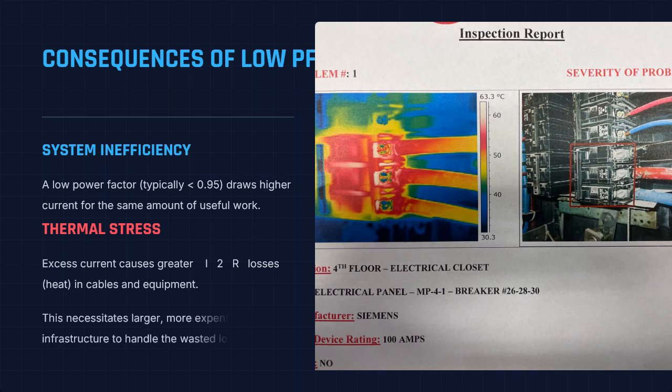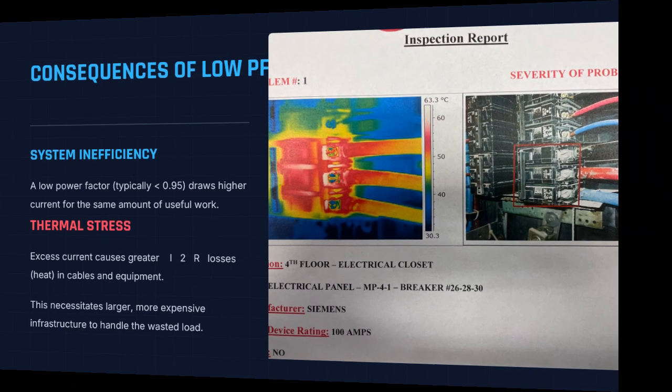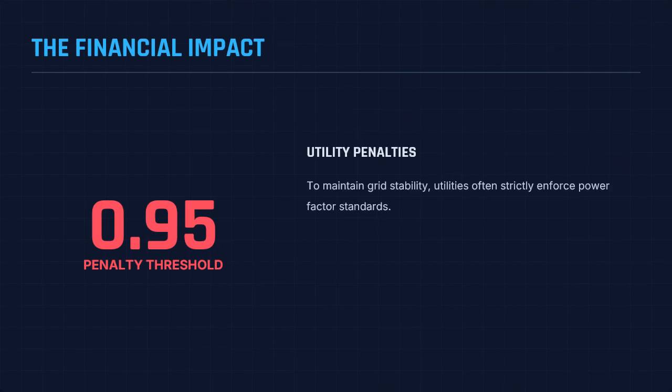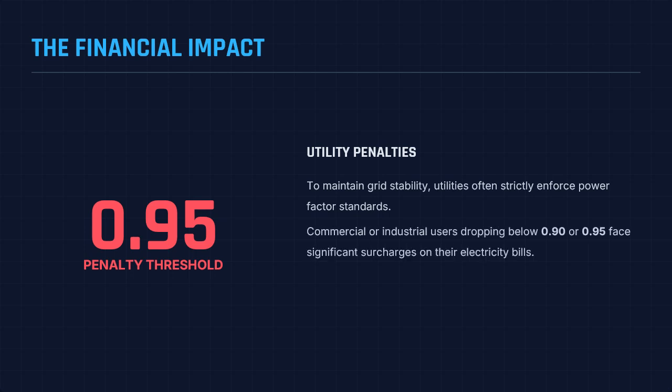The financial impact. Beyond the physical stress, there is a direct financial impact. Utilities need to maintain grid stability, so they penalize inefficiency. If your facility's power factor drops below a standard threshold, typically 0.90 or 0.95, you will likely incur significant penalty surcharges on your monthly electricity bill.